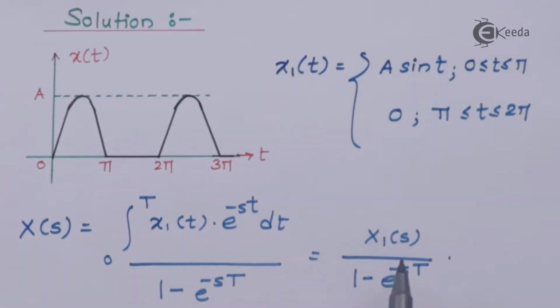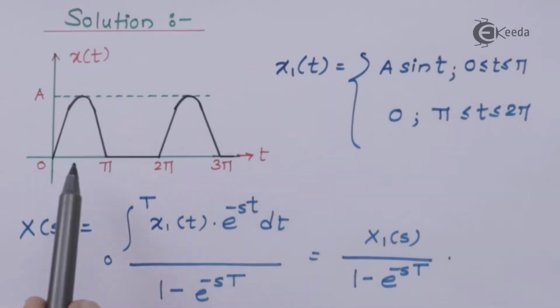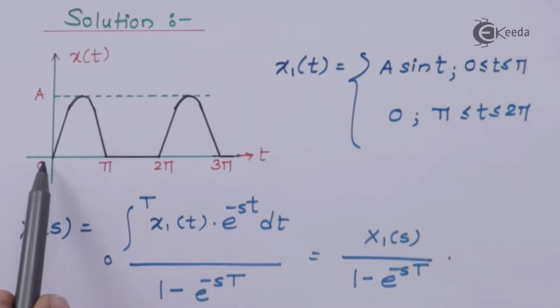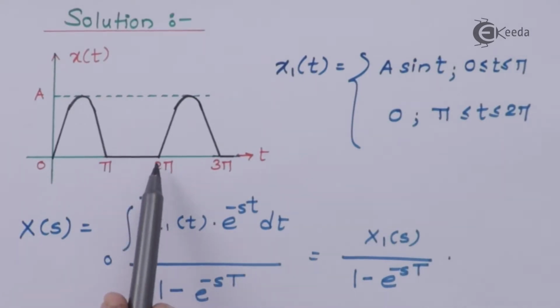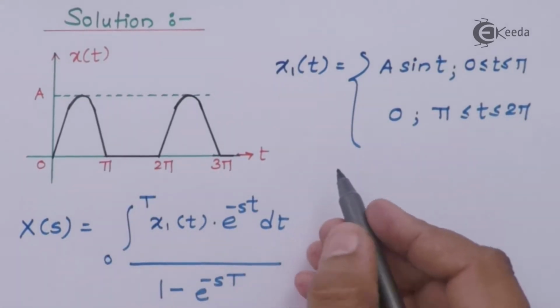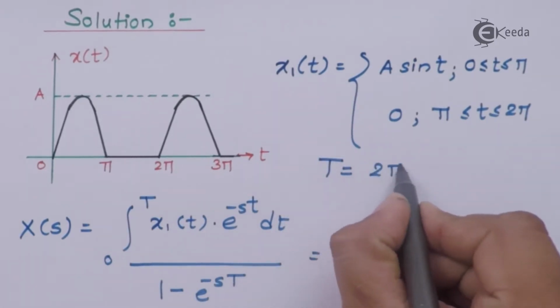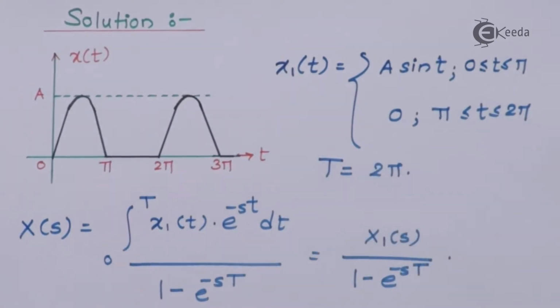Before calculating the Laplace transform of x1(t), first of all we should know the total time period. Now in this graph the total time period is known. The wave starts from 0 and terminates at 2 pi, which means the total time period of this type of graph is 2 pi. Now we'll find the solution of this function.